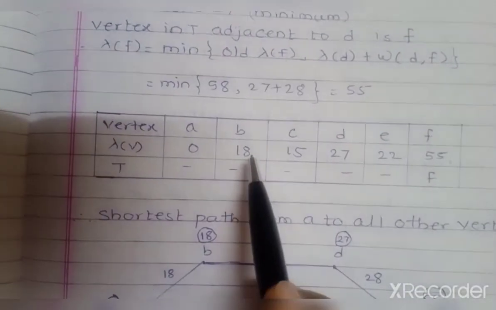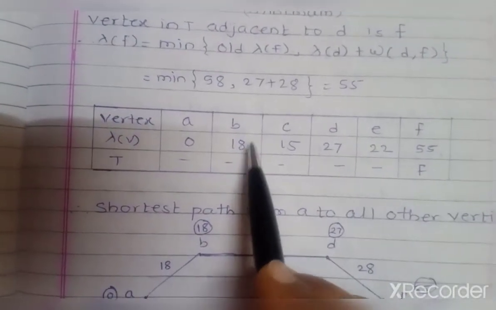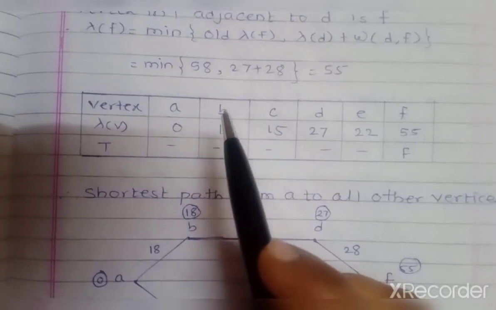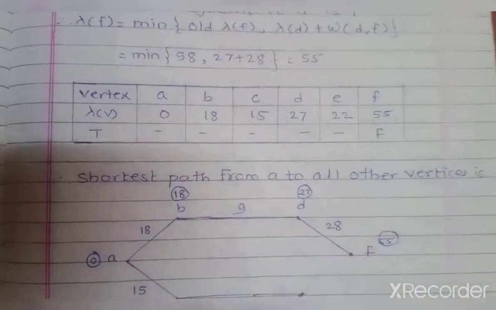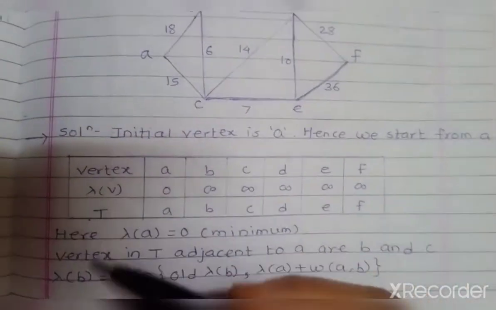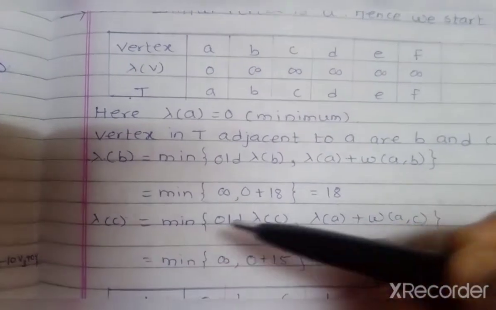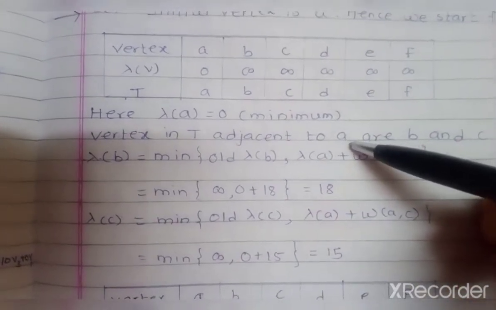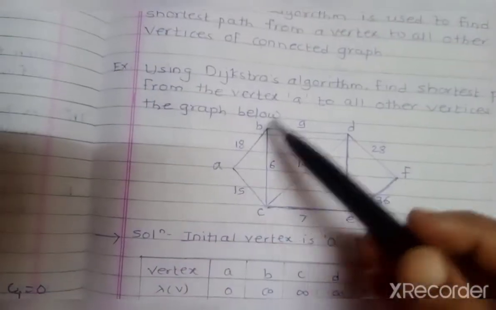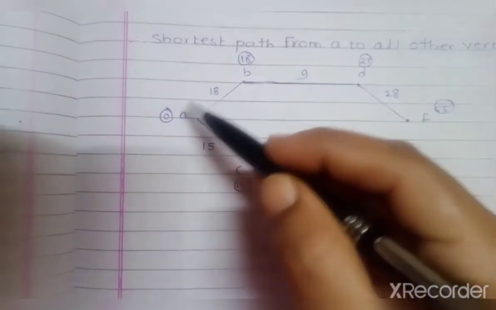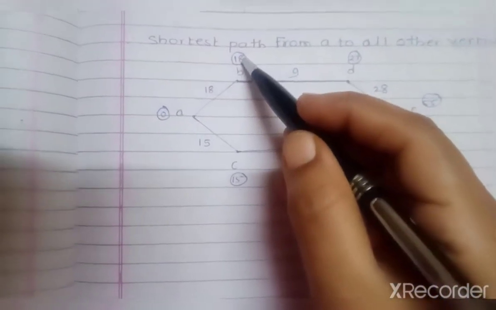Next minimum weight is 18, which is of B. So we check at which level lambda of B equals 18. Again we start from the first step. See, this lambda of B equals 18. This B is adjacent to vertex A, and the weight of A to B is also 18. So draw the edge between them. Write down the 18. 0 plus 18 is 18.